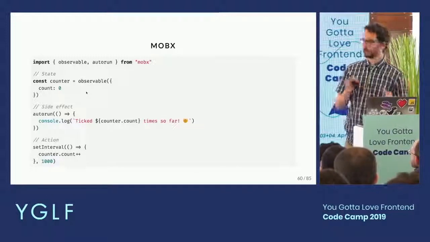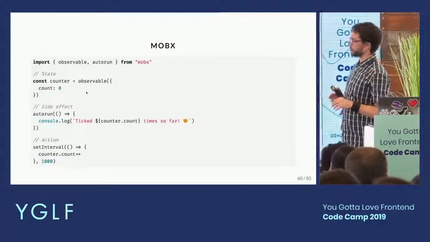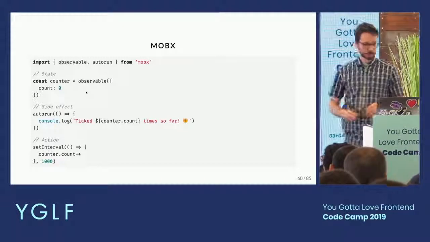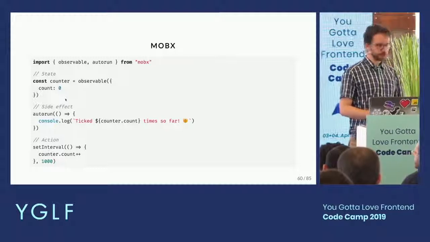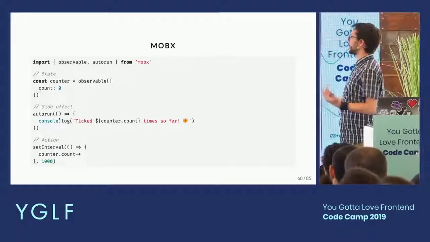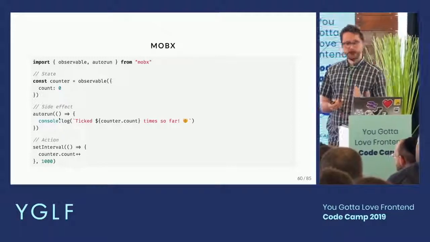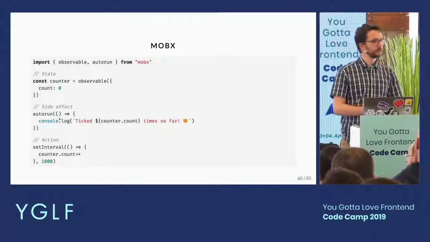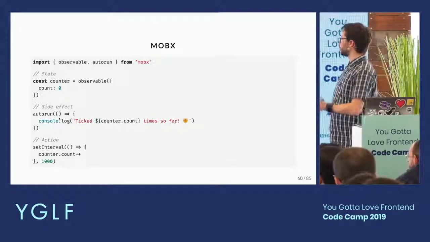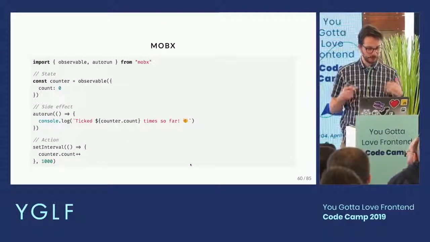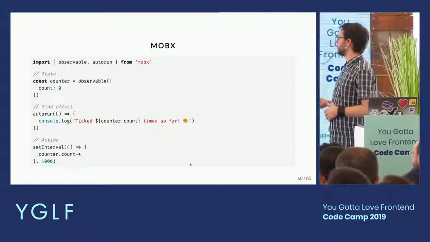So MobX, I'm not really going to explain it. There's a workshop tomorrow if you're interested. But this is the gist of it. So you have some state, you make it observable, and then you start using that state in some side effect. After that point, MobX will make sure that the side effect is executed exactly and only when relevant state did change. So that makes the when question declarative.